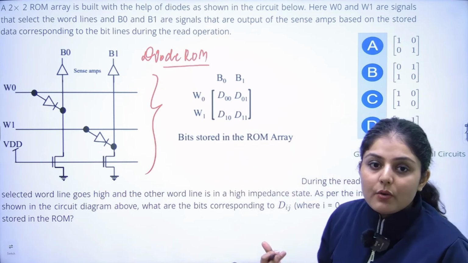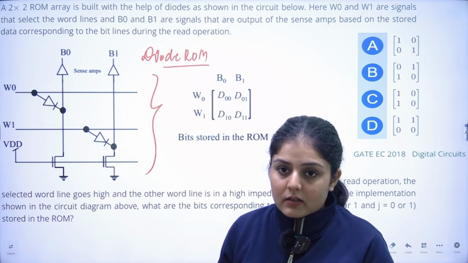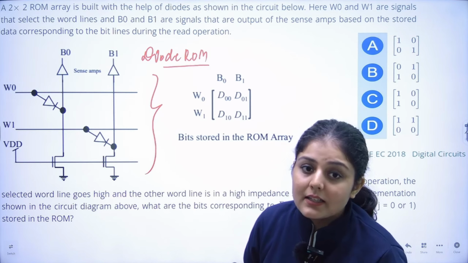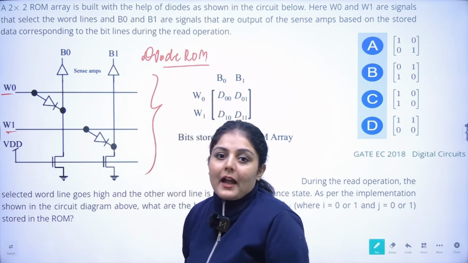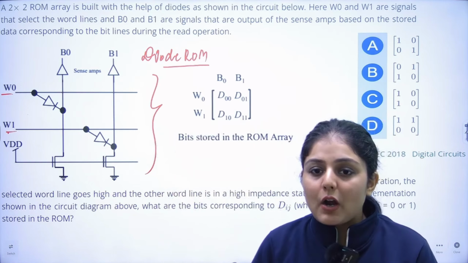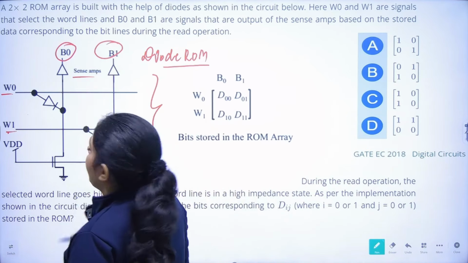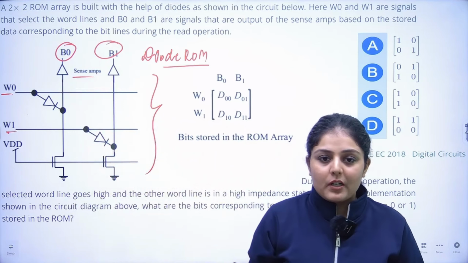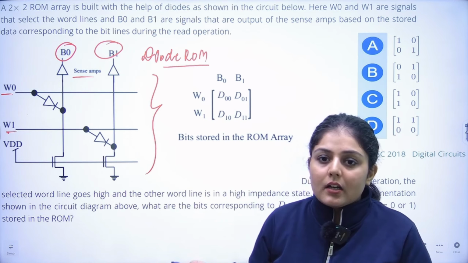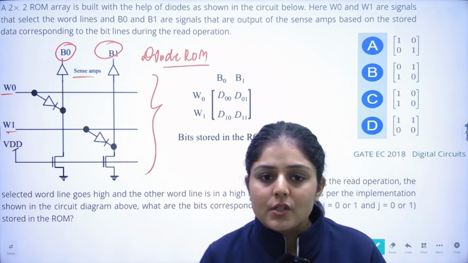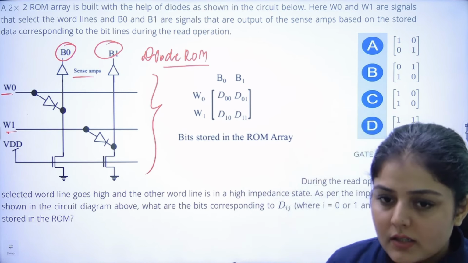A 2 by 2 ROM array is built with the help of diodes as shown in the figure, where W0 and W1 are the signals that select the word line. So these are the word line selectors. B0 and B1 are the signals that are the output of the sense amplifiers. So W0 and W1 are the input, and B0 and B1 are the output, based on the stored data corresponding to the bit lines during the read operation. Nothing to worry about in this question.